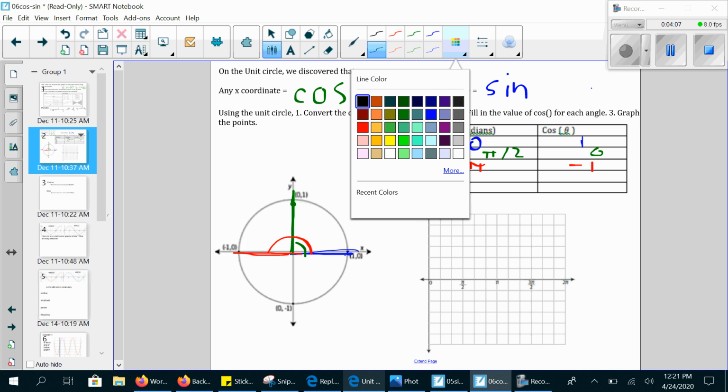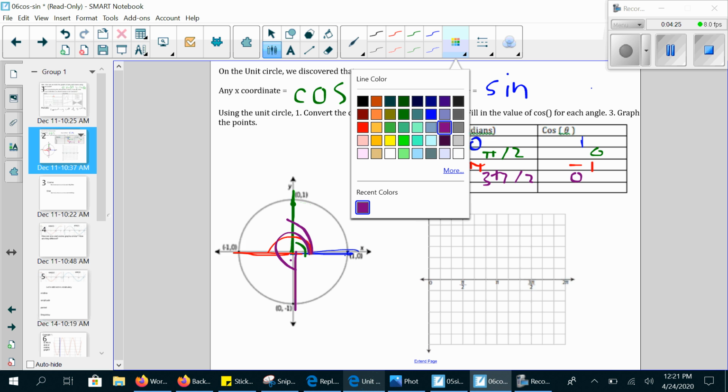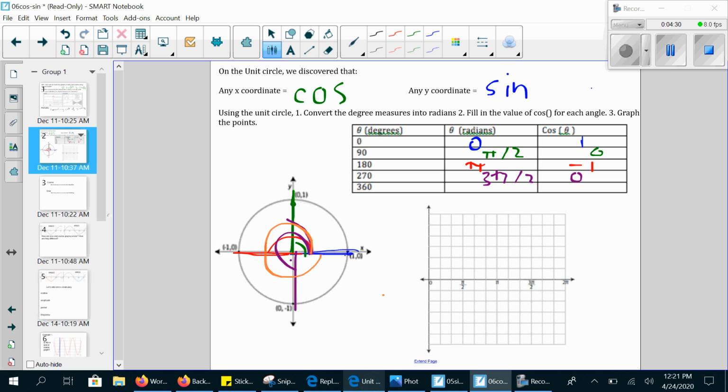And one more color. Let's pick purple. I like purple. 270 degrees, or 3 pi over 2 radians, is going to give us a cosine of 0 again. And then 360 coming, we need another color. How do I feel about a nice orange? Coming all the way around a full circle, we get back to here, and that is 2 pi radians, and goes back to having a cosine of 1.